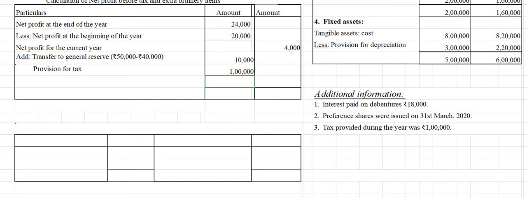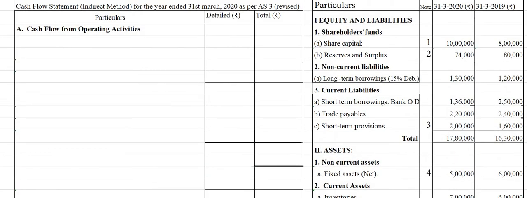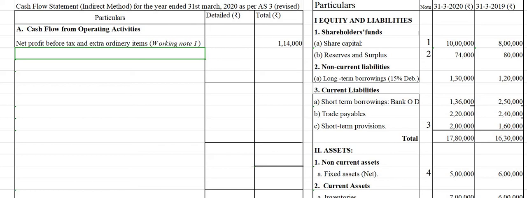So 1,10,000. Out of this 1,10,000, that is the total amount to be added to profit. So now we will get 1,14,000. That is the profit before tax and extraordinary items. This can be taken to the cash flow from operating activities as the first item, net profit before tax and extraordinary items, 1,14,000. This working note is shown here. That is what we have done there.